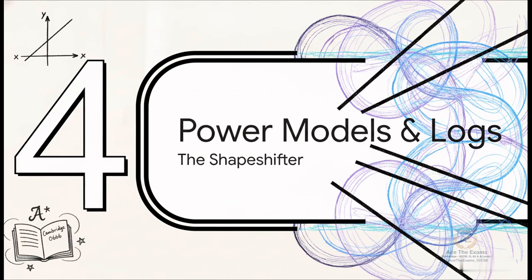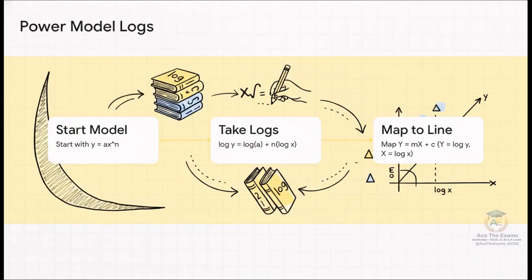All right, let's dive into Section 4, Power Models and Logarithms, the real shapeshifter. This is the interactive workshop portion of our session, and it's where we transform your potential from an average grade to a top-tier result. We are going to use the straight line as a shapeshifter to tame wild, curved data.